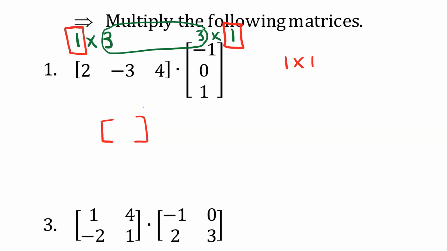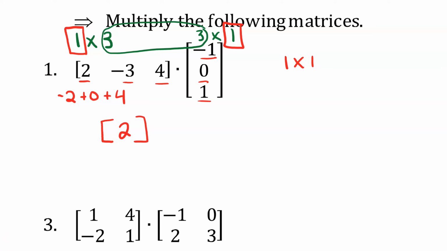To do this, we multiply all the numbers in this row by all the numbers in this column. So we start with 2 times -1, which is -2. Then we add that with 3 times 0, which is 0. And then we add that with 4 times 1, which is 4. -2 plus 0 plus 4 is going to be 2. So when we multiply those two matrices together, all we get is 2.